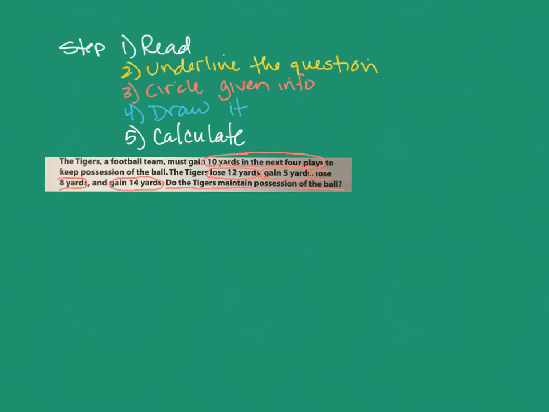Okay. We know what those mean in positives and negatives, but let's draw this out. They're starting here. That's the football team. They need to get here, and they have 4 plays to do it in. So we know that in the first play, they lost 12 yards. So that's a negative 12. Going the wrong way, buddy.